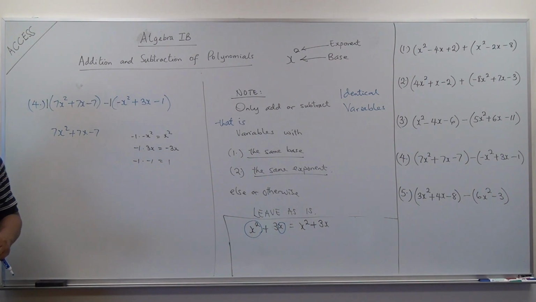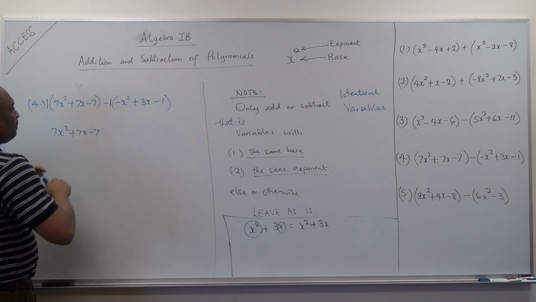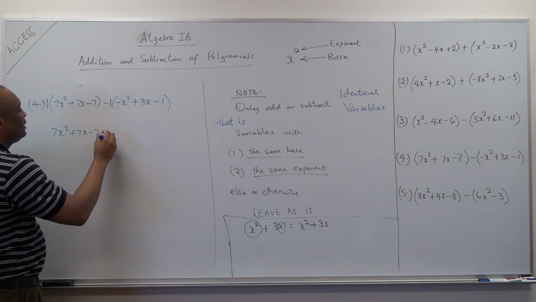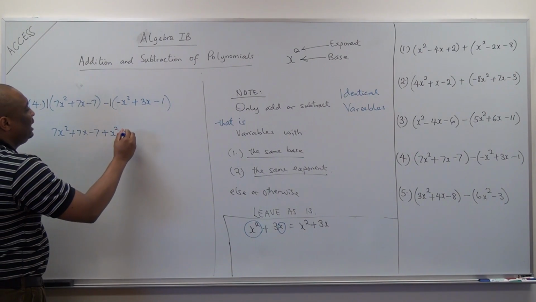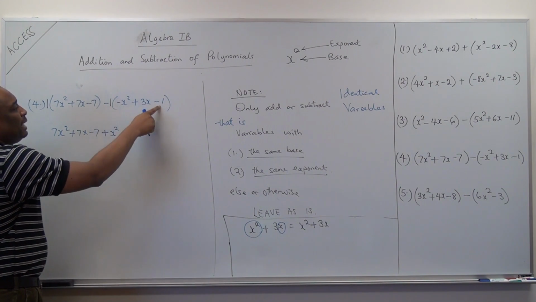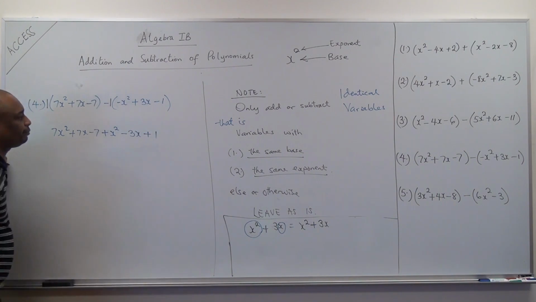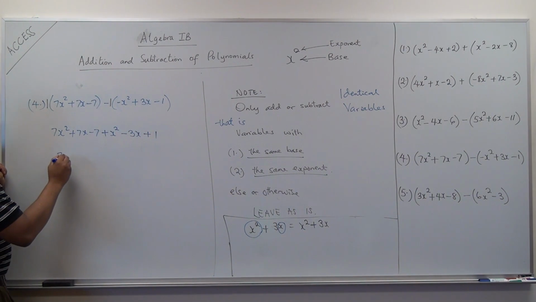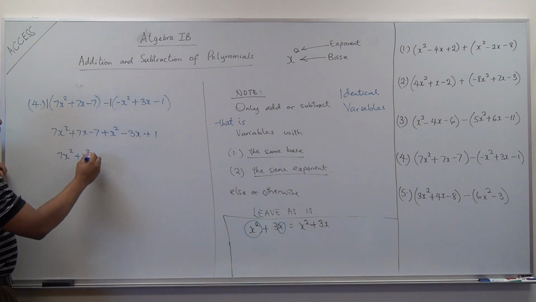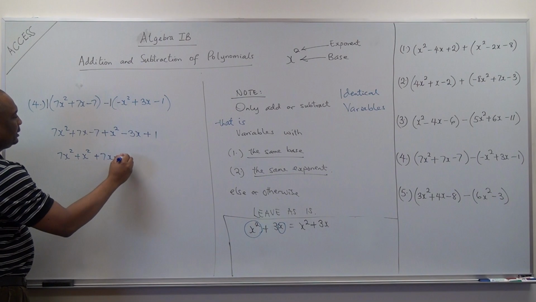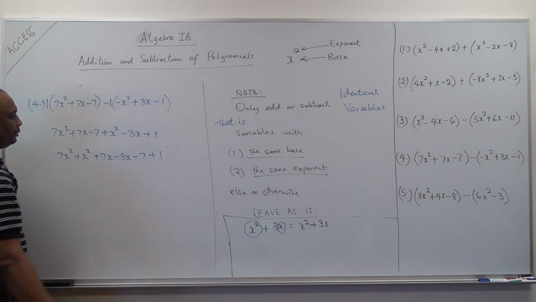So if it means that you have to write it this way so that you don't make mistakes, please do so. So this will now be negative 1 times negative x squared is positive x squared. Negative 1 times positive 3x is negative 3x. Negative 1 times negative 1 is positive 1. So this will now be 7x squared plus x squared. You want to get identical variables. Plus 7x minus 3x minus 7 plus 1.